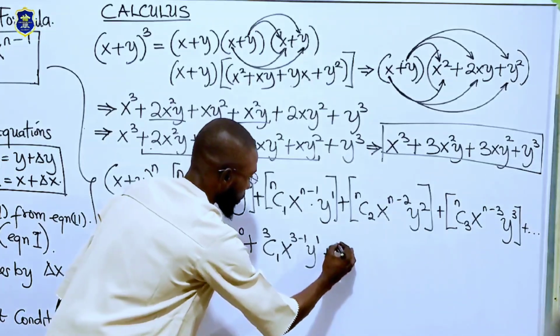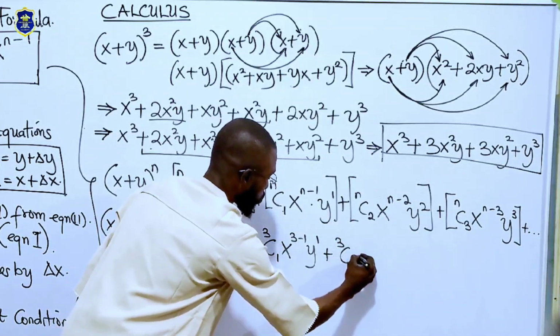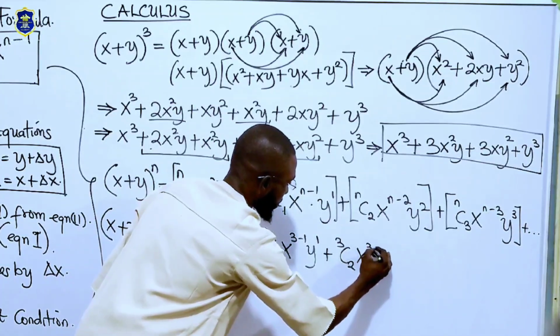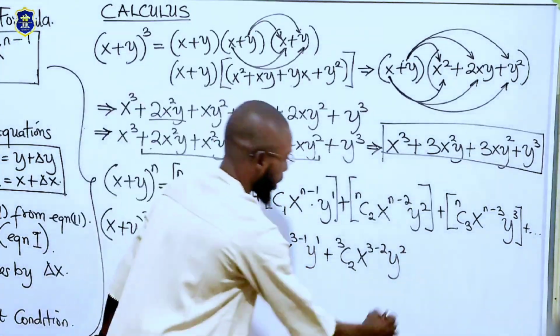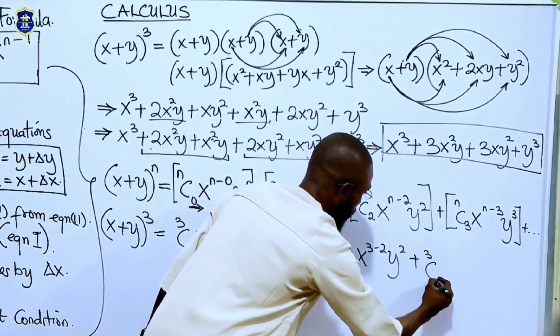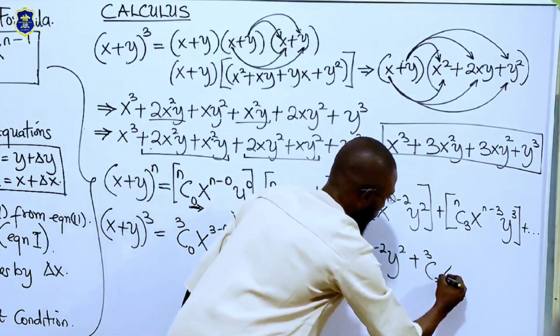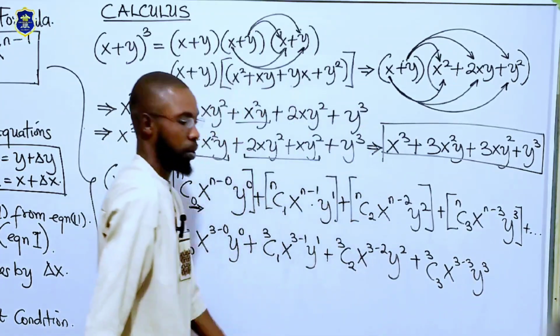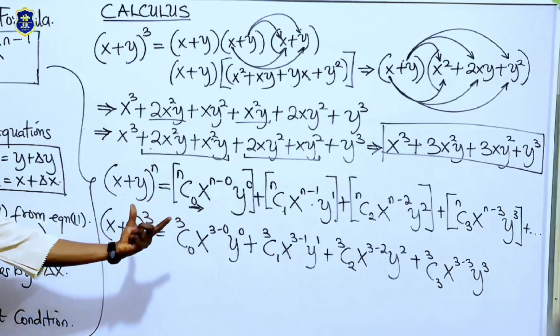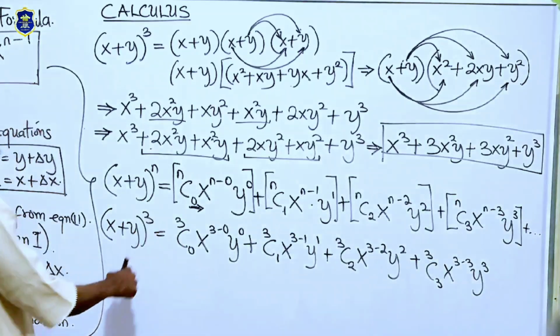Next, we're going to have what? 3 combination 2, and then we have x to the power 3 minus 2, y raised to power 2. Further on, we have plus 3 combination 3, and now the same. And I have x to the power 3 minus 3, y raised to power what? 3. Let's start with this now. Let's start with this. How does combination work?